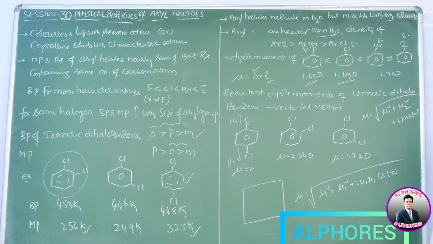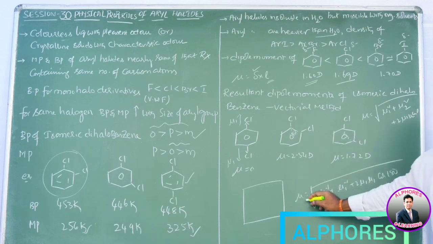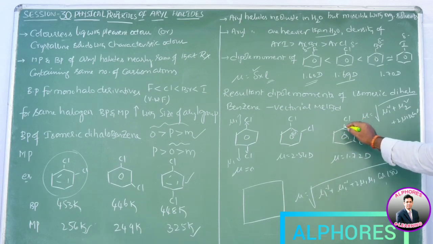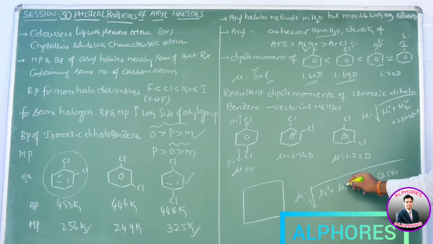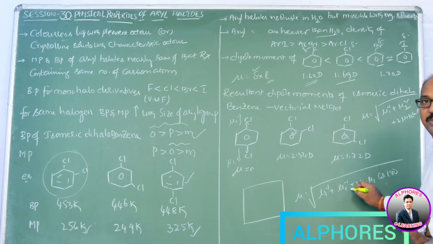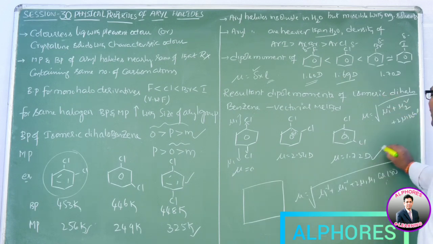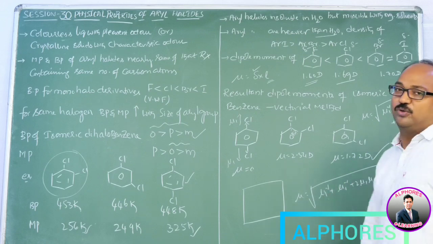And when it comes to the meta position, the bond angle is 120. That means the net dipole moment mu is equal to mu1 square, this C-Cl bond moment, and mu2 square, another one, which is again mu1 because that is also C-Cl. So mu1 square plus 2 mu1 into mu1, which means 2 mu1 square cos 120. Cos 120 means cos of 90 plus 30, which means minus sin 30. So the net vector sum is mu1 square plus mu1 square, 2 mu1 square, minus something. You are subtracting something. That's why its value decreases to 1.72.